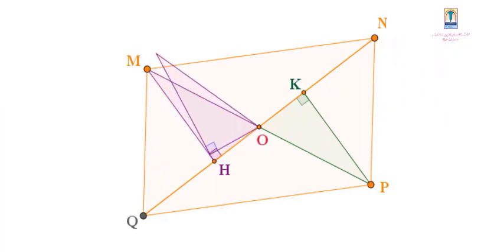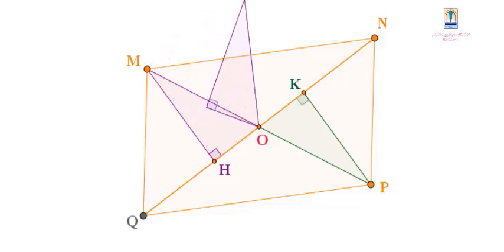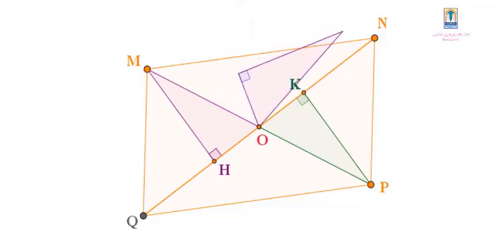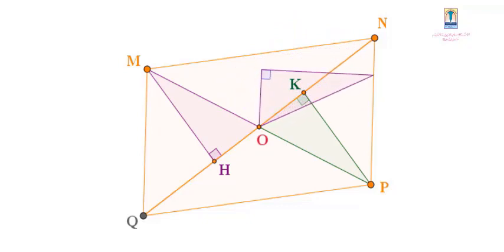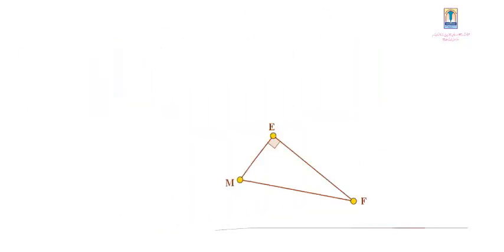Please look at the figure. If we flip triangle MHO toward the triangle KOP, we will find out that these two triangles are congruent. Remember, because they were right triangles, it was enough to say that OM, which is the hypotenuse of the first triangle, was equal to OP, which is the hypotenuse of the second right triangle. Also, we said that the acute angle MOH was equal to acute angle KOP. Then, by the rule hypotenuse angle, we could say that these two triangles are congruent.